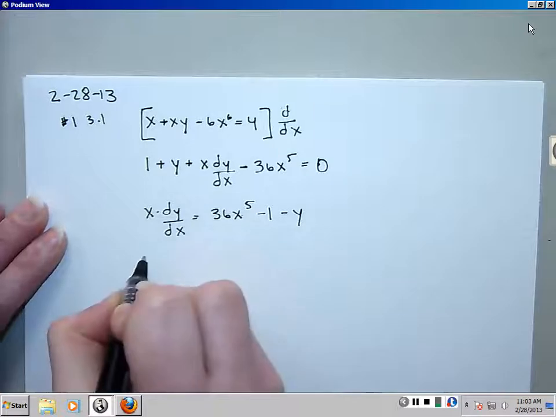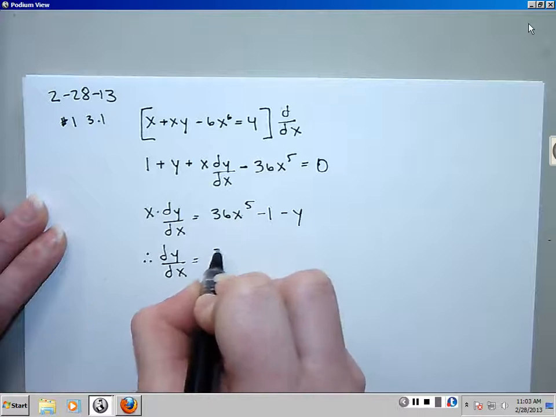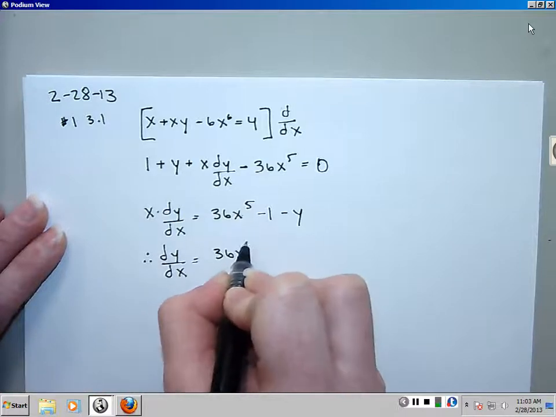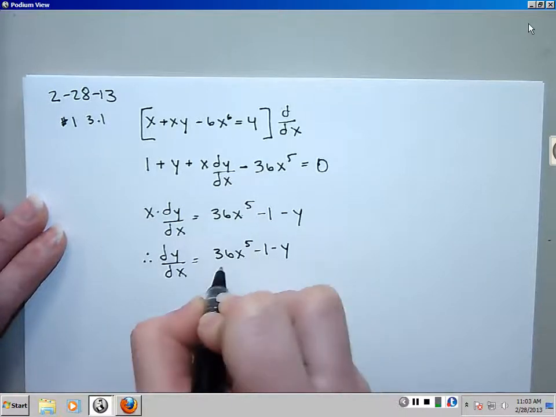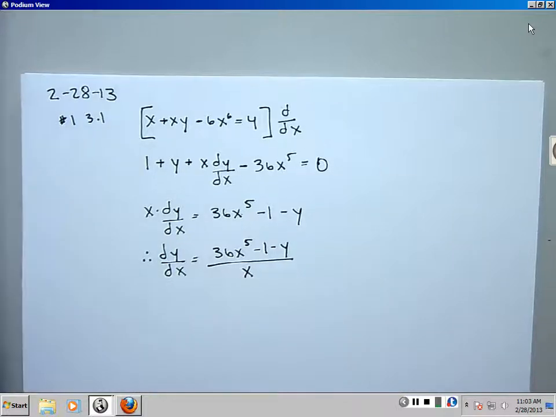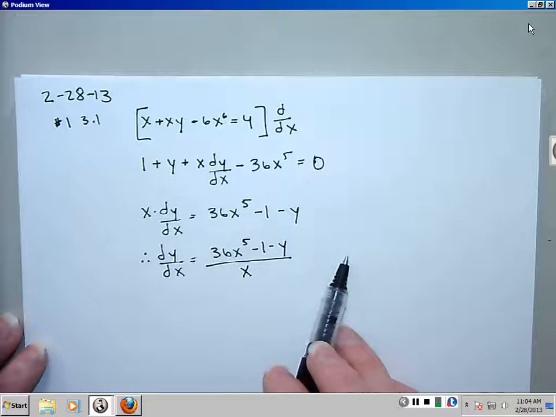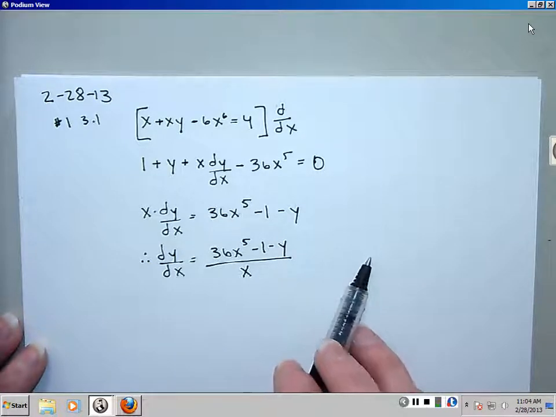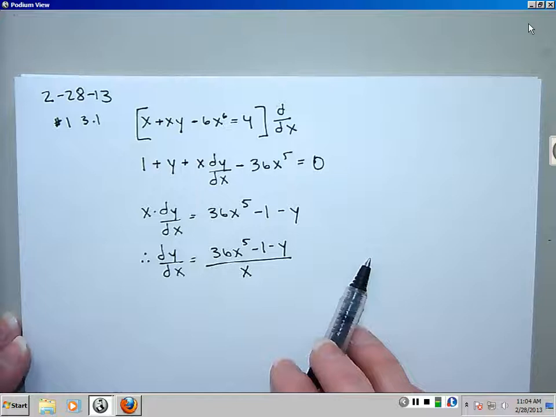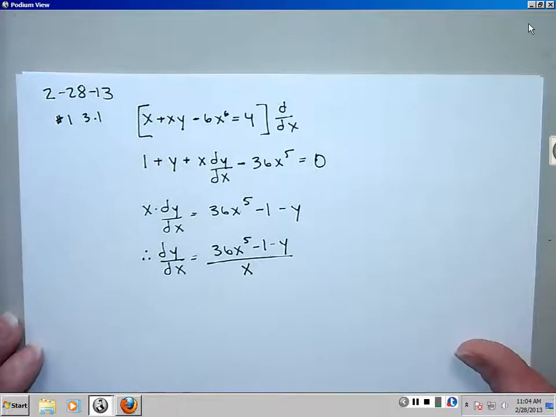So solving for dy/dx, I get 36x to the 5th minus 1 minus y, all over x. You should be able to enter it like this. You could also simplify it as 36x to the 4th minus x to the minus 1 times y, but there's no need to do that. Wiley should accept this. Question?